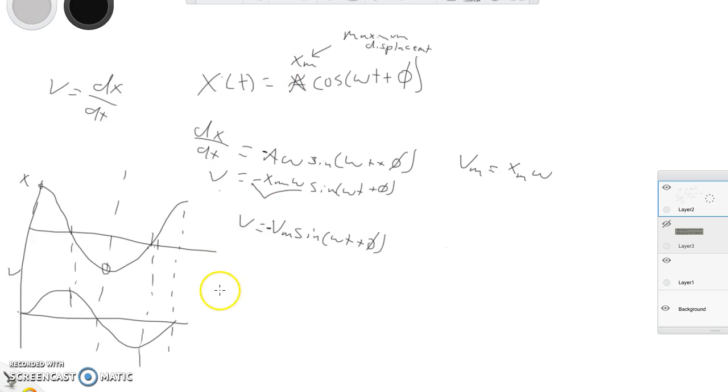Well, we can take another step because the derivative of velocity represents acceleration. So if we continue taking the derivative, we'll do it from this one right here. So we get negative x sub m. We're going to multiply by omega again, so omega squared, derivative of sine is cosine omega t plus phi. So we get really the same thing that we started with times omega squared and times negative. So let's draw our acceleration function.